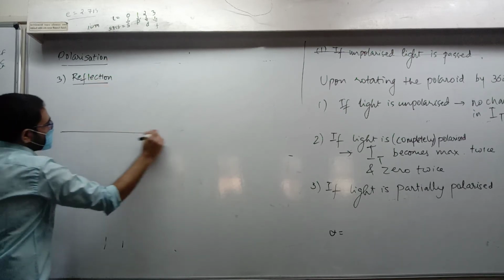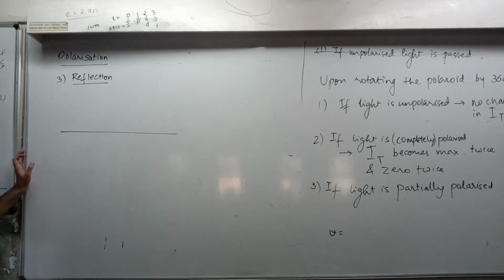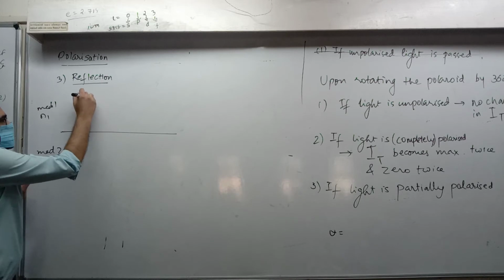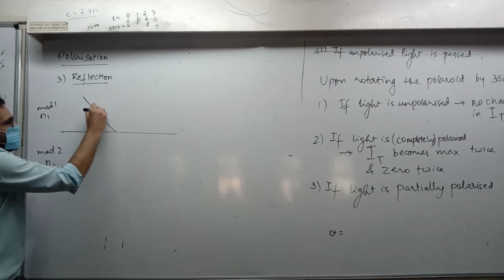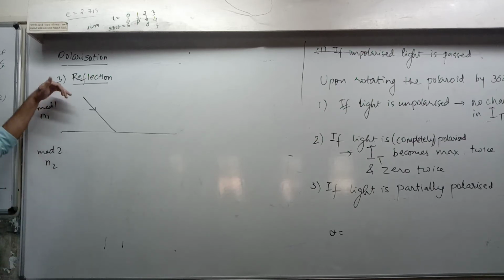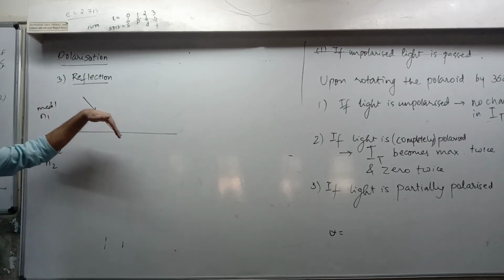Let's say these are two transparent media, medium 1 and medium 2, with their own refractive indices n1 and n2. And suppose a ray of light is incident. I'm saying it as a ray, but you know it's a wave. Now this light wave will come in this direction.